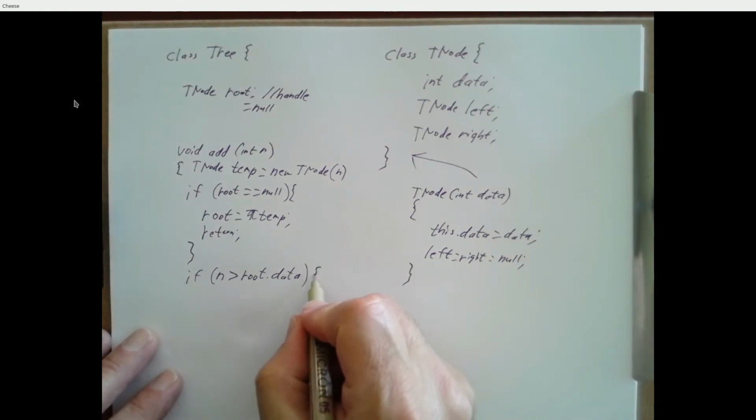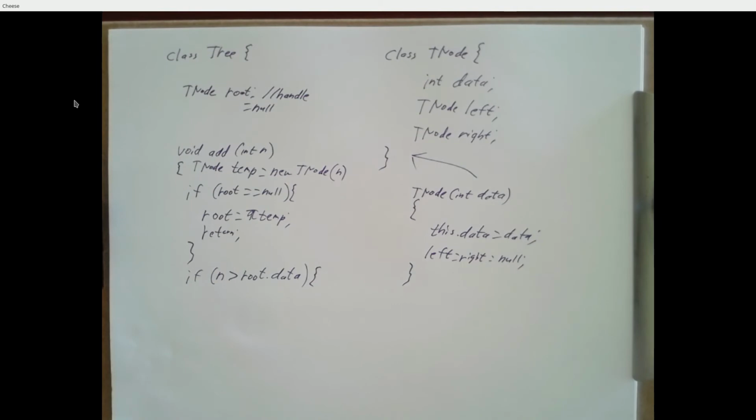So if n is bigger than root.data, what should we do? It should go to the right child. And then do what? Do the temp same thing, root.right equals temp. Okay, so move to the right and do the same thing. That's one option. Moving to the left will happen if n's less than root.data. So whatever we do here, we're going to do again on the other side.